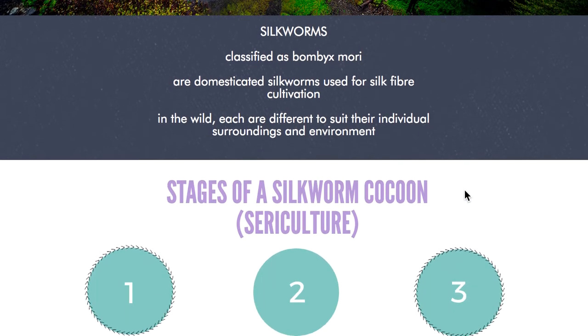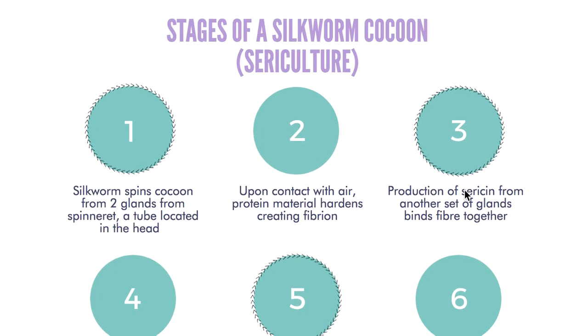Firstly, I want to talk about the stages of a silkworm cocoon, which is called sericulture, to give a bit of background information. So, step number one, the silkworm spins the cocoon from two glands called the spinneret, located on its head, and it shoots this out, which creates the initial first layer of the cocoon. Number two, once it has contact with air, it forms this protein material called fibrine, which hardens it and compacts it around the larva.